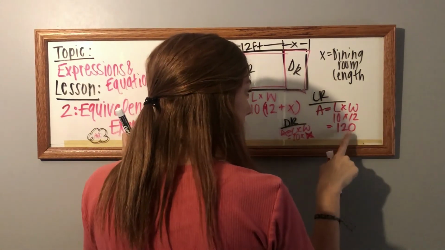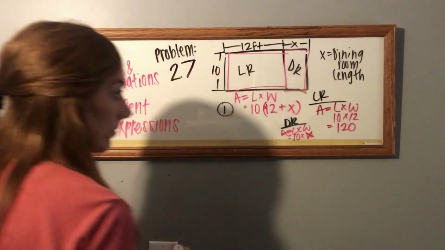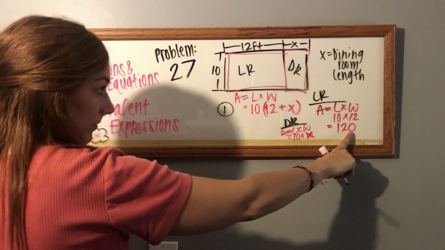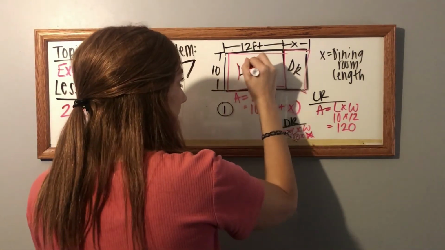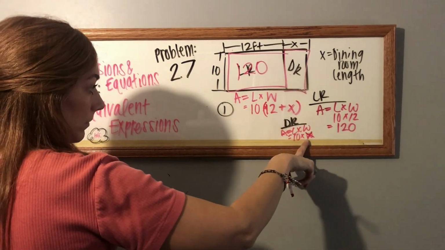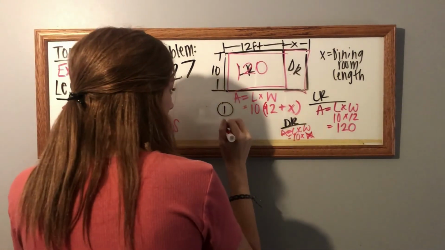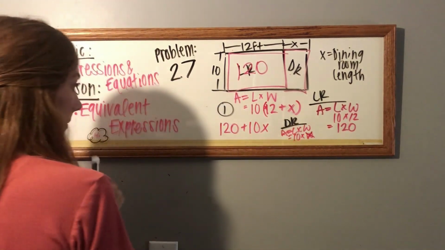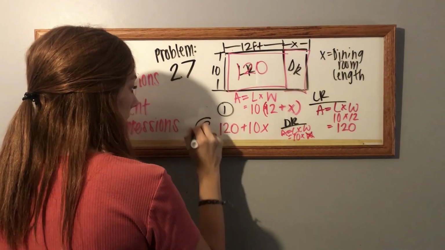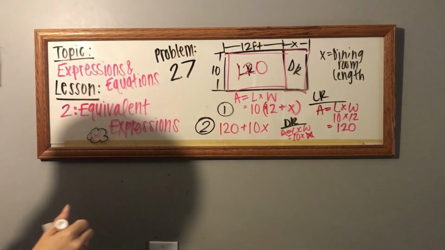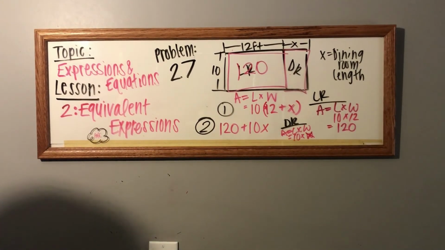If I simplify that, 10 times 12 is 120. So I know the area of my living room is 120. But because I have that x, I'm just going to rewrite it as 120 plus 10x. That way we can plug in however wide the dining room is, and you can determine the entire square footage of both rooms.